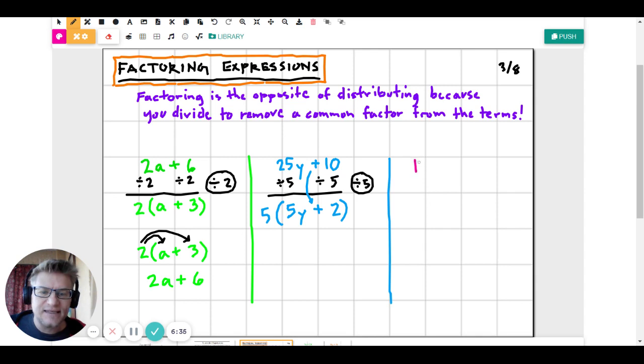Let's go with 16x plus 40. This one's a little trickier. Once again, the numbers can get more complicated. Notice I'm using different letters each time because that doesn't matter. We just know that we can't add a variable and a number. So what I'm going to do now is look for what goes into both of these.